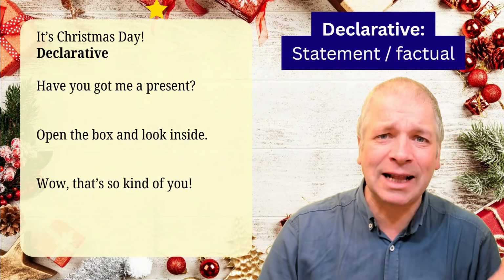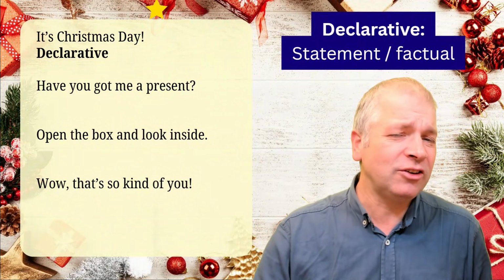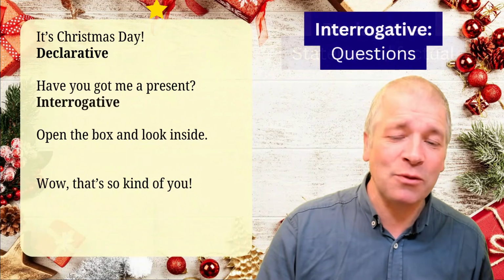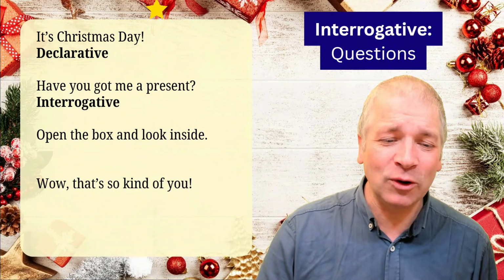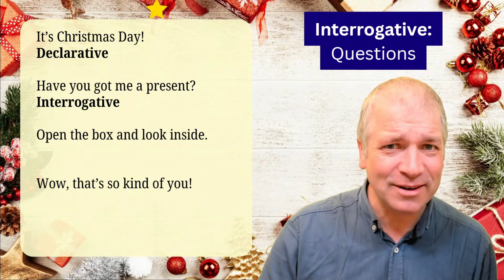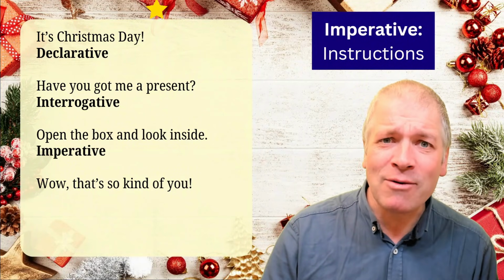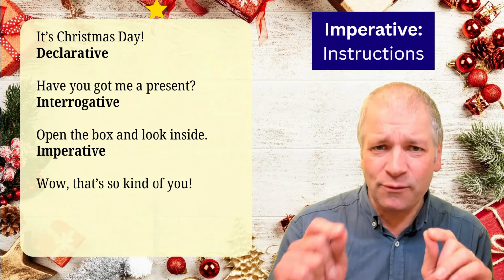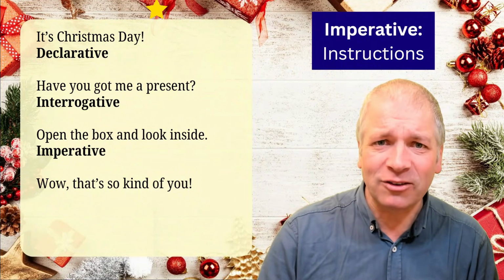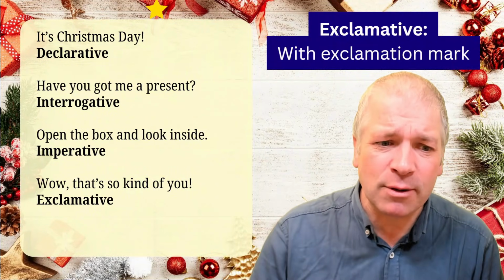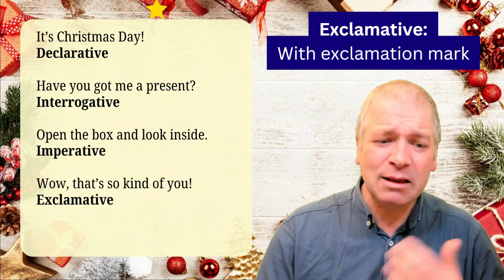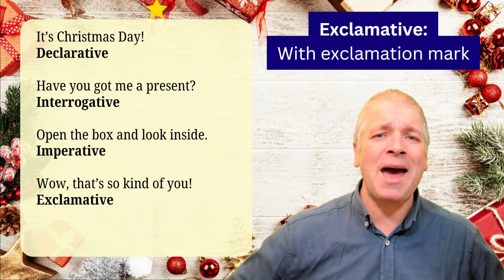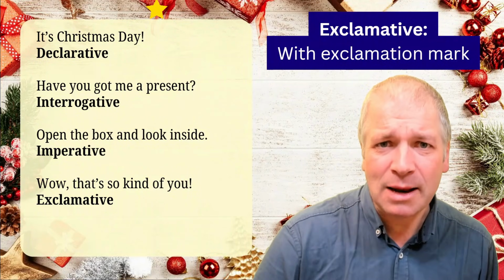First of all, we have a declarative clause, which contains a statement or something factual. It's Christmas Day. Then we have interrogatives, which are questions. Have you got me a present? We also have imperatives, which are commands or instructions, where we start with the verb itself, not the subject. And then we have exclamatives, which are like declaratives, except that they have an exclamation mark at the end to show some extra emotion in the statement.